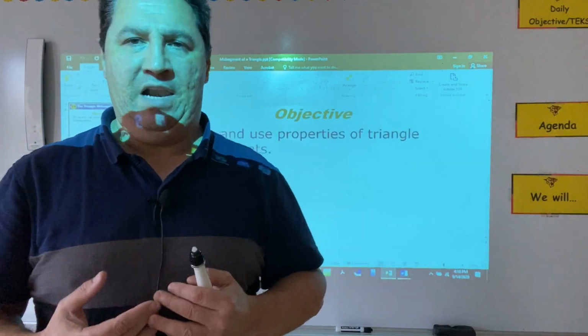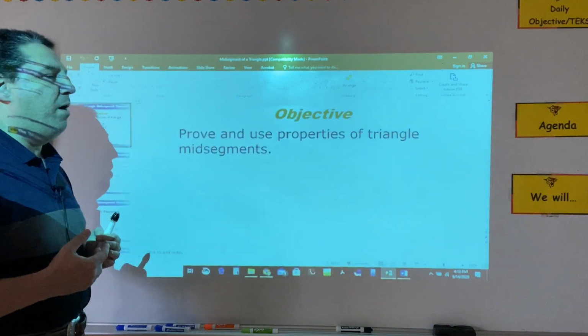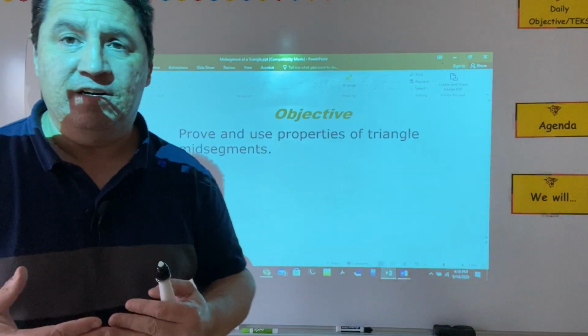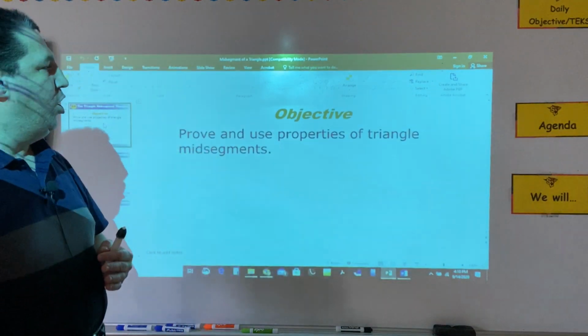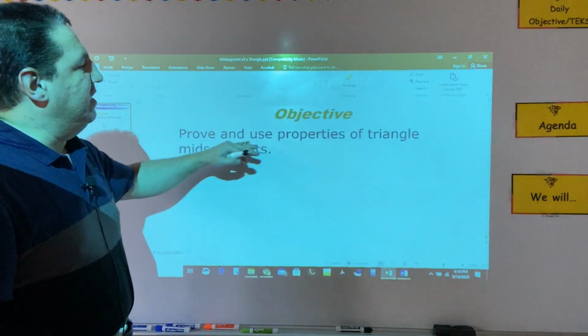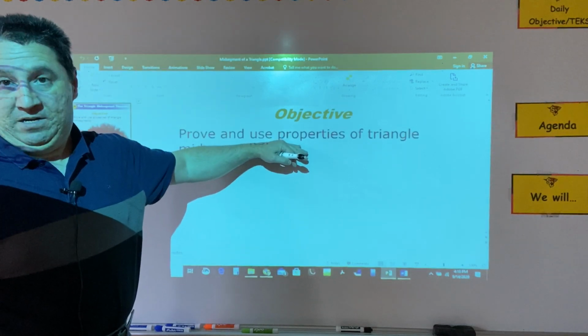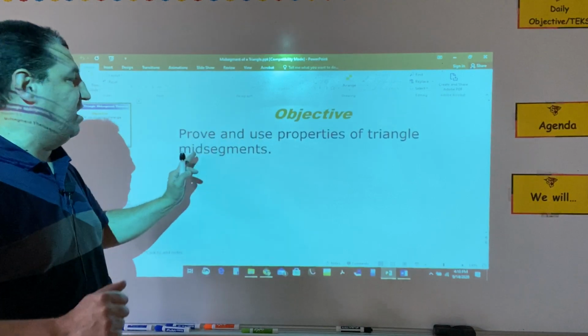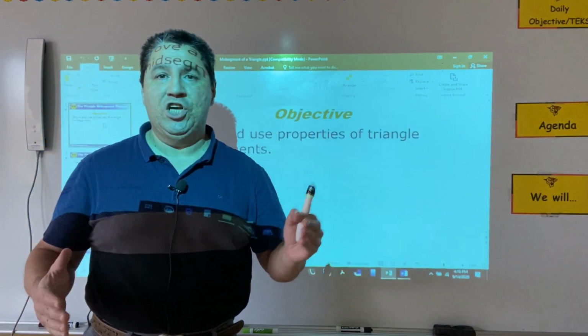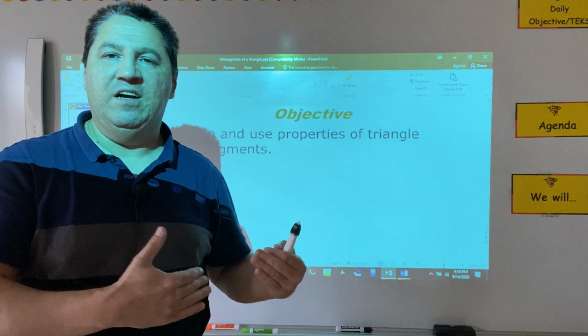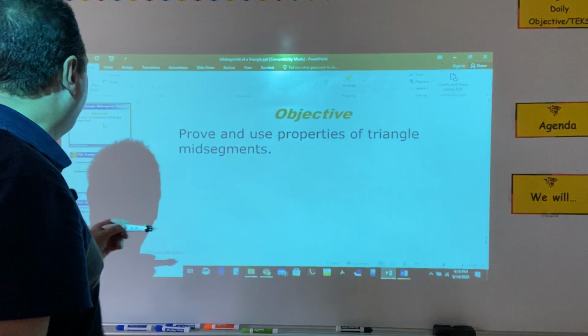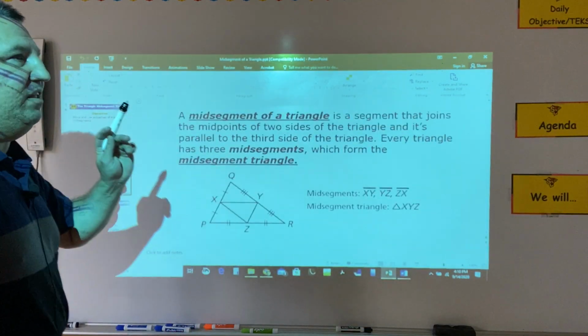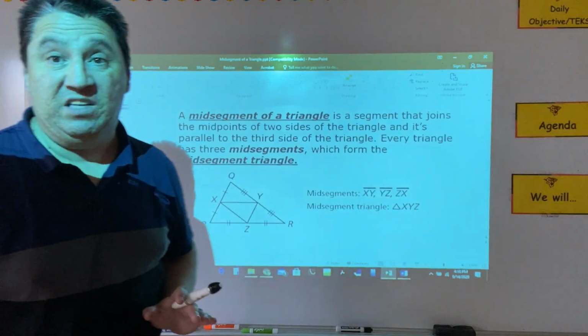This time we'll talk about mid-segments of triangles. We'll learn what a mid-segment is, and we're going to use properties of triangle mid-segments to find missing segments. But for now, let's define what a mid-segment of a triangle is.